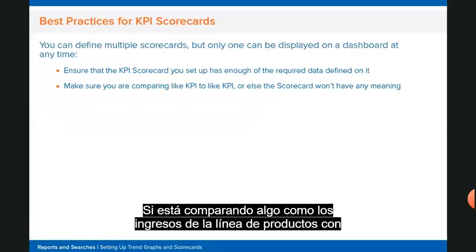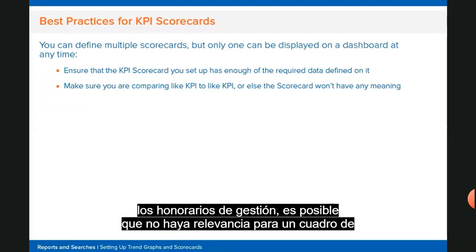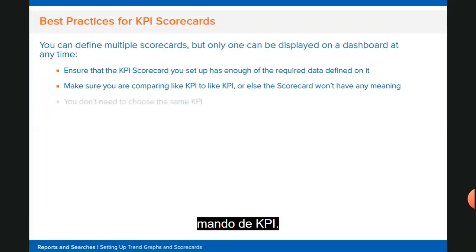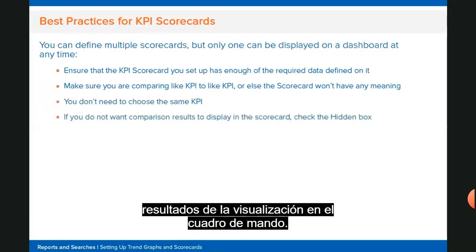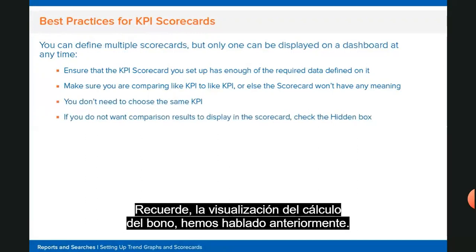If you're comparing something like your product line revenue to your management fees, there might not be a relevance there that is meaningful for a KPI scorecard. You don't need to choose the same KPIs, and if you don't want a comparison result to display on the scorecard, check the hidden box. Remember the bonus calculation display we talked about earlier.